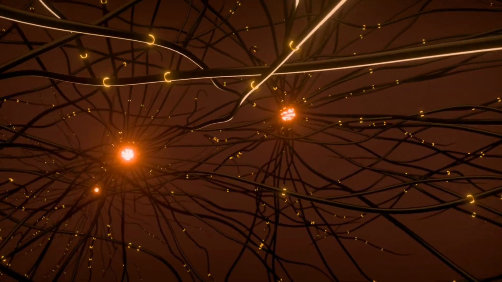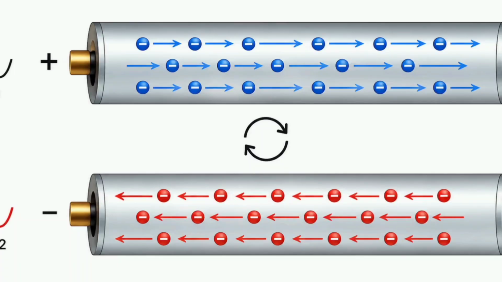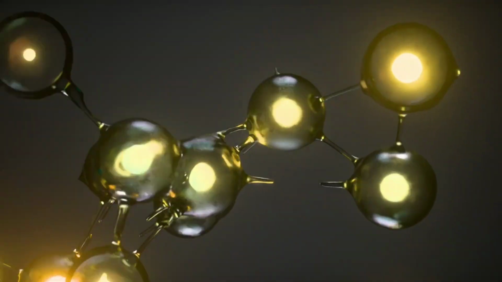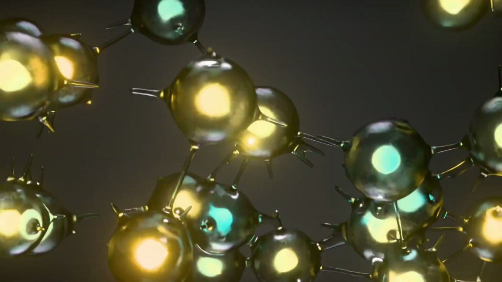When many electrons begin moving in the same direction through a conductor, we call that movement an electric current. So, electricity is simply the flow of electrons through a conductor. Without moving electrons, there is no electric current.